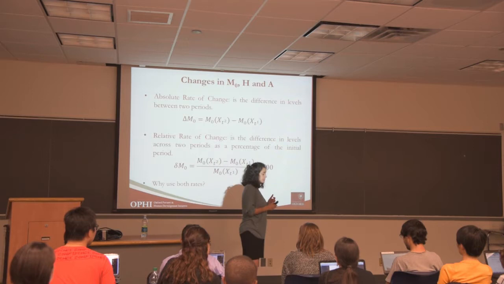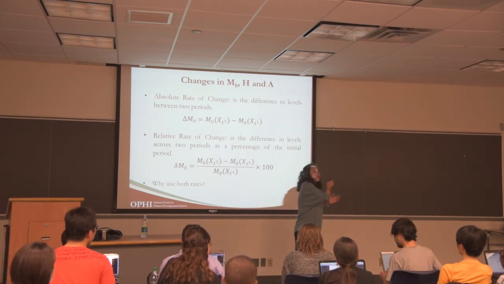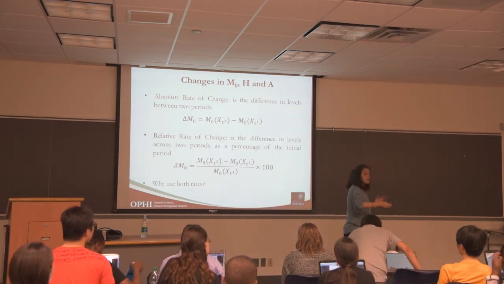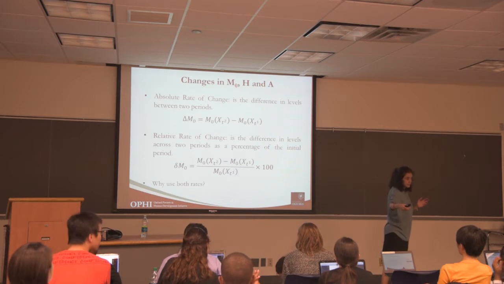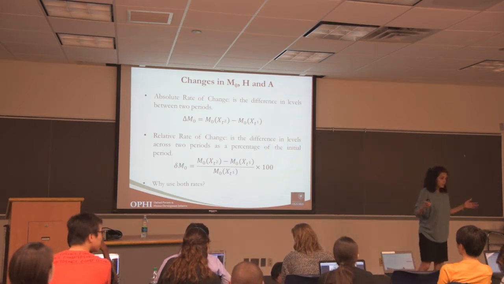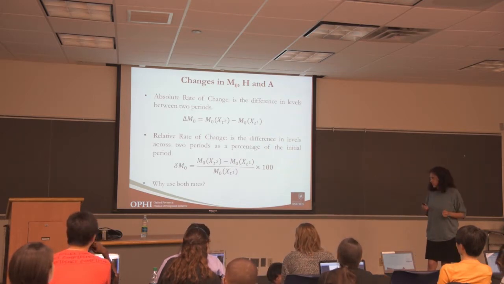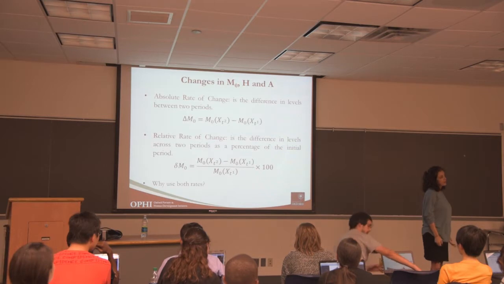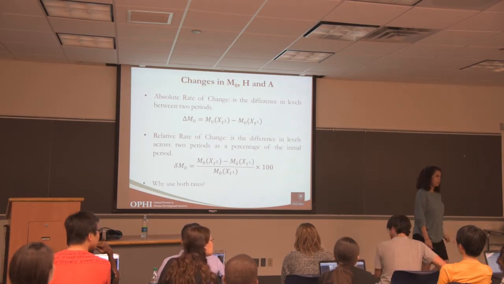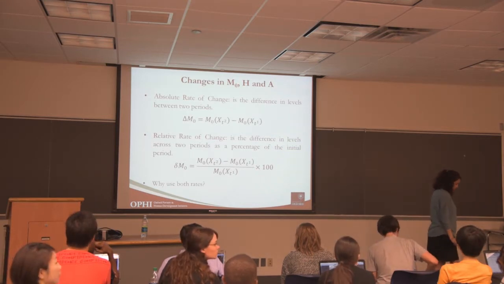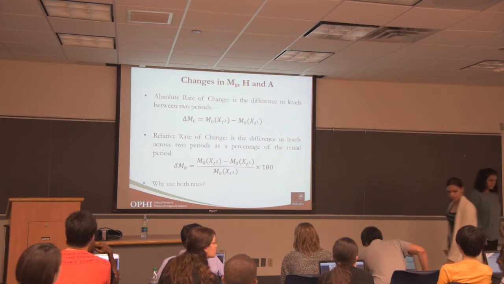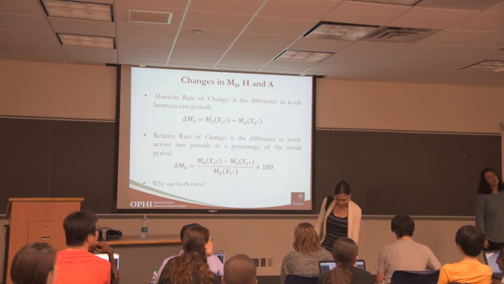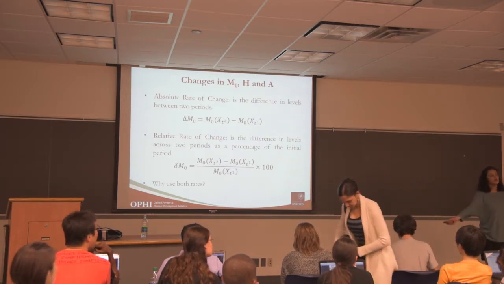The relative rate of change means M0 is reduced at the rate of 20%. Question. Why do we look at these two rates? Why not just stick to one? To compare. Yes, but you can compare with the absolute rates alone. Why do we need the relative rates?